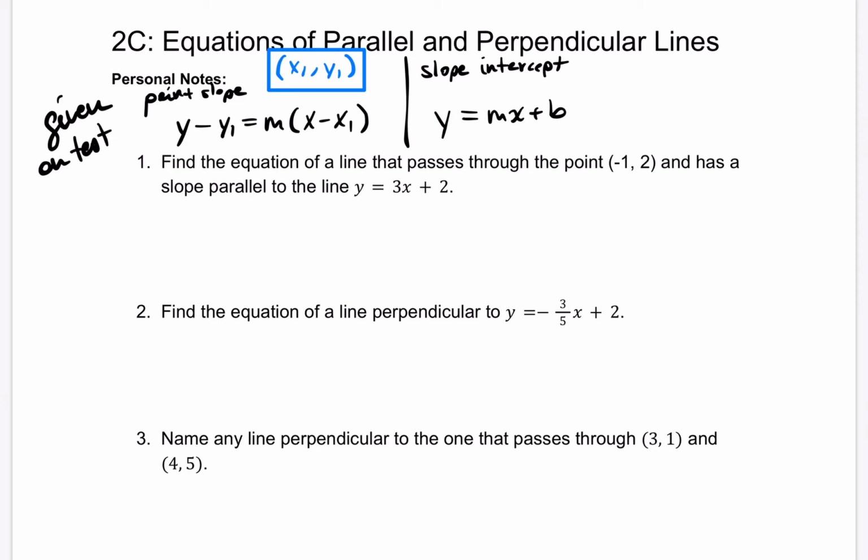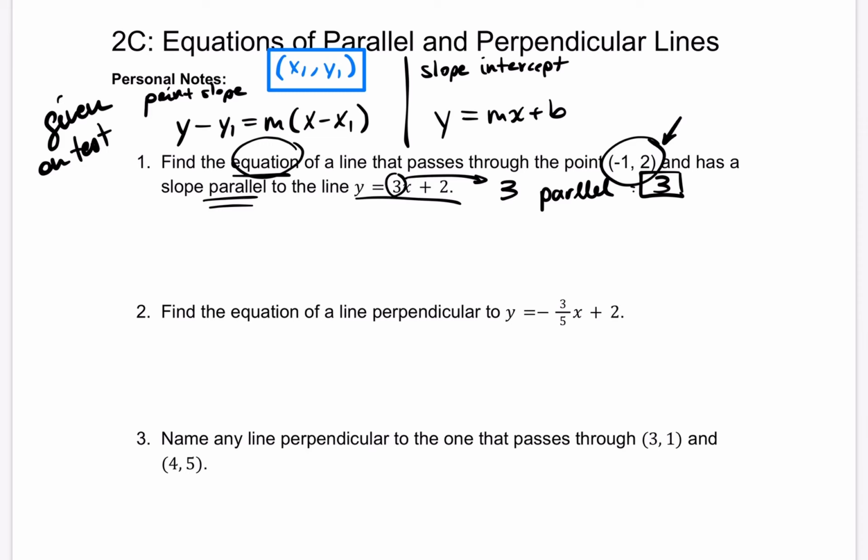So, for example, number 1, I want to find the equation of a line that passes through the point negative 1, 2, and has a slope parallel to the line y equals 3x plus 2. So this is in mx plus b form. The m right here, that's the slope, that's 3. Now a parallel slope is also 3. They have the same slope, they're parallel. So I need to make a line that has a slope of 3 and passes through this point.